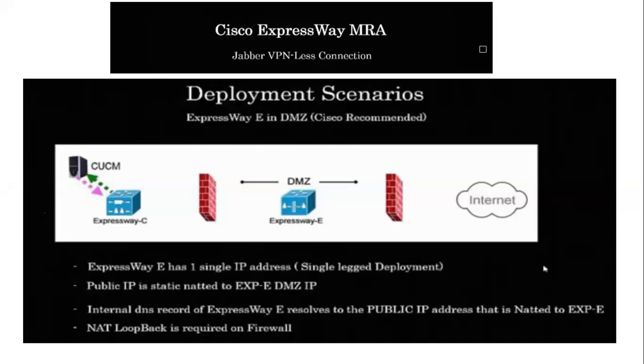So when the media is established, the port and IP should be different for the calls to connect, and the audio will flow between these different devices, and there will be no one-way audio or no-way audio issues in this scenario. This was requested by one of the guys, so we did the deployment for him. In deployment scenarios, this is the Cisco recommended scenario, but there are more ways to deploy and achieve the Jabber VPN-less connection.